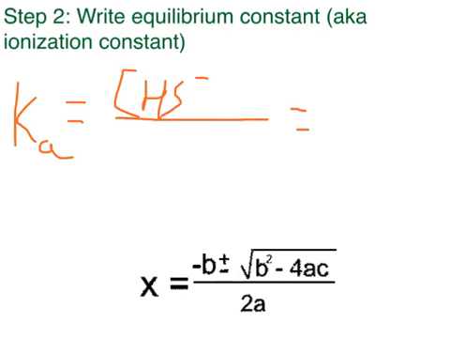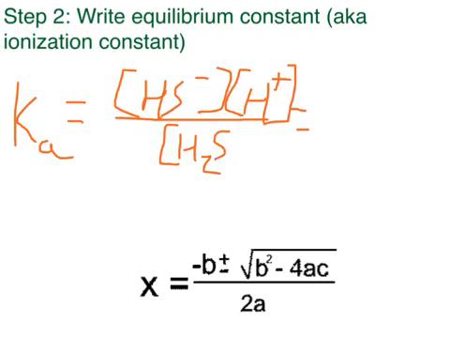HS minus times H plus, or H3O plus, I think is what I had on the other side, but they're interchangeable. And down here, I should have H2S. Now, the number that was given in the question was 1.0 times 10 to the negative 7.